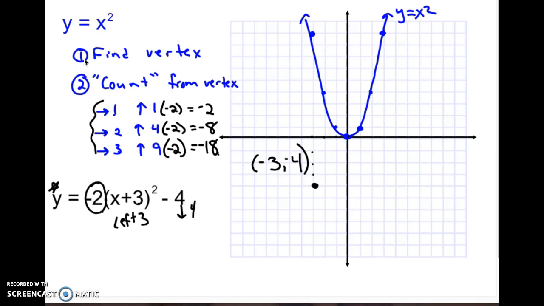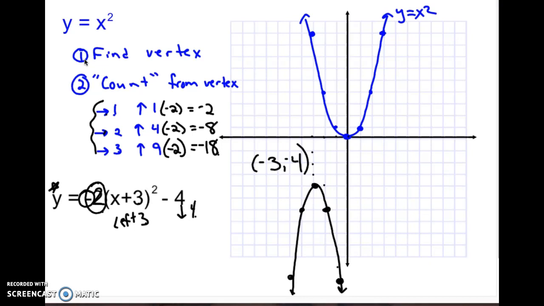So we start at the vertex, and we go right 1, down 2. So from our new vertex, right 1, down 2, and it's flipped, it's a reflection. From the vertex, right 2, down 8, so right 2, and down 8, then over here. And so then we have our second function, and we'd say that this is a translation, left 3, down 4. It's a reflection in the x-axis, and its vertical stretch is 2.